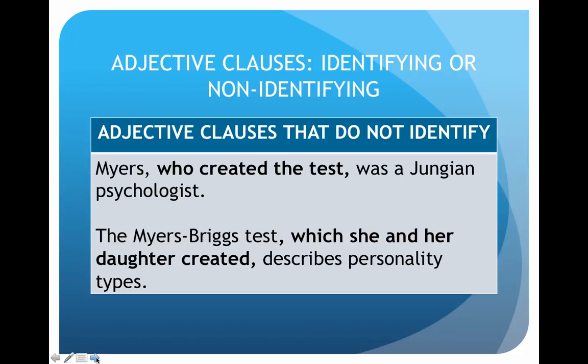Now these are examples of identifying clauses. Excuse me, I always say it wrong myself. Okay, these are examples of non-identifying clauses that do have commas. Myers, comma, who created the test, comma, was a Jungian psychologist. The Myers-Briggs test, comma, which she and her daughter created, comma, describes personality types. And these are examples of non-identifying clauses that have commas, and we'll be talking more about that later.